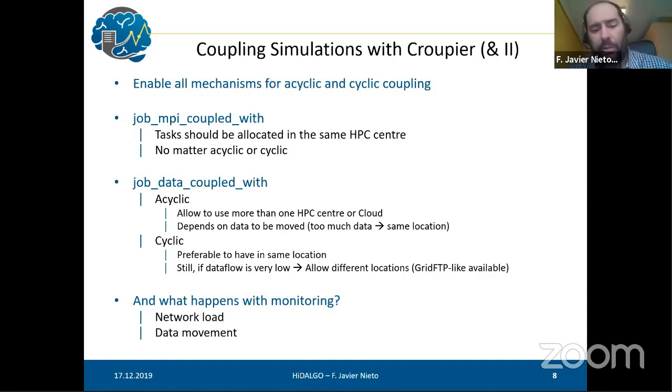And this has also some effect in the monitoring side. That's just this last point, that we will need to monitor the network load in order to see if the decision that we have made is good, in terms of the kind of coupling mechanism, and in terms of the allocation of resources, and also the data movement, just to see how much data we are moving in the end, how these are working.